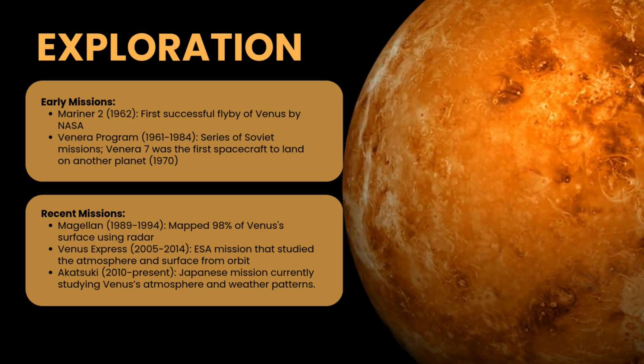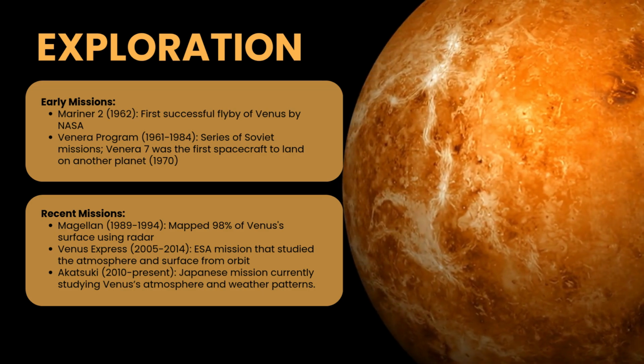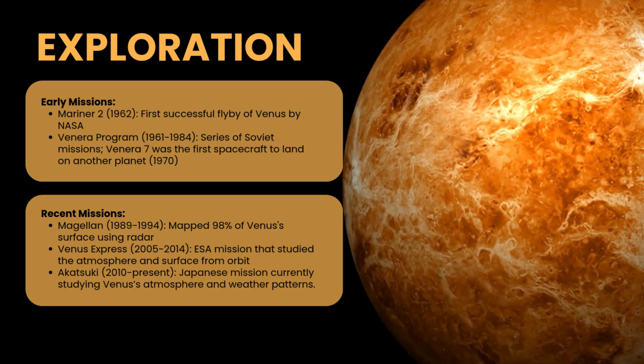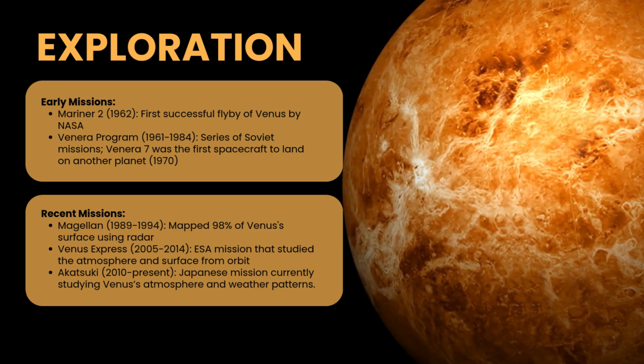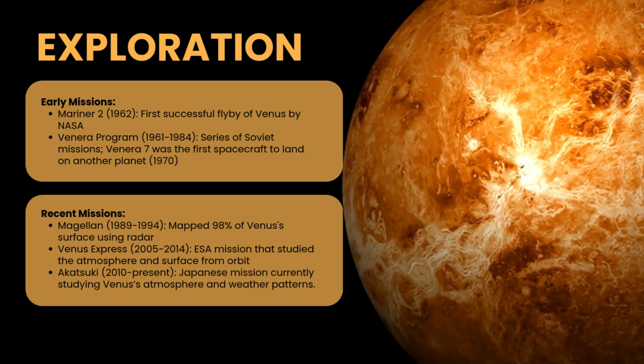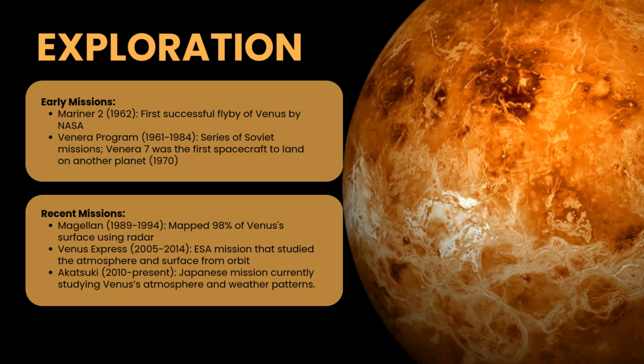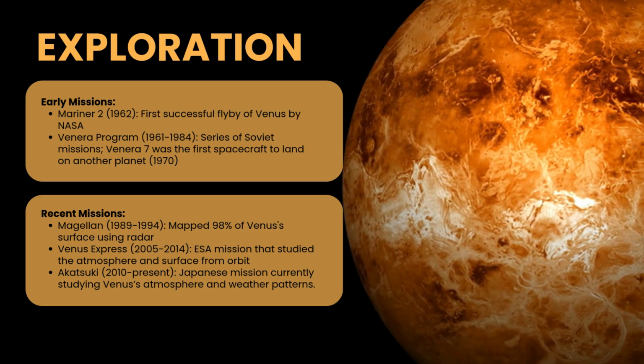Now the recent missions such as the Magellan, which mapped 98% of Venus's surface using a radar, the Venus Express in 2005 to 2014, an ESA mission that studied the atmosphere and surface from orbit, and the Akatsuki mission from 2010 till now is conducted by Japan that studied Venus's atmosphere and weather patterns.